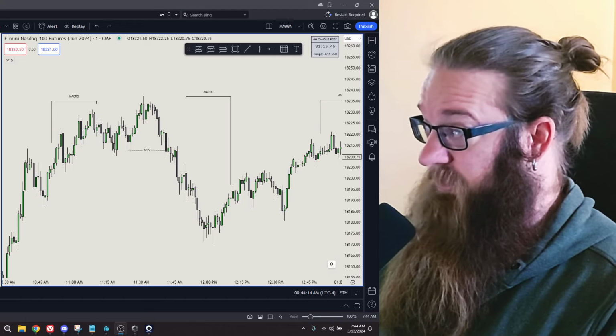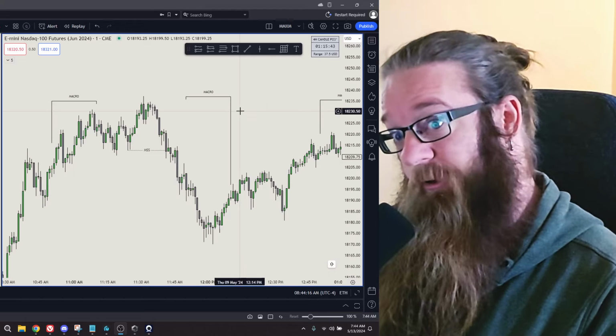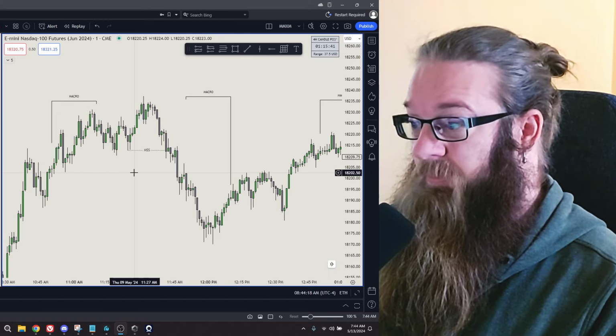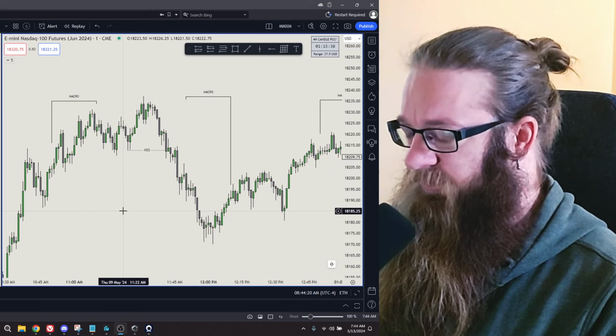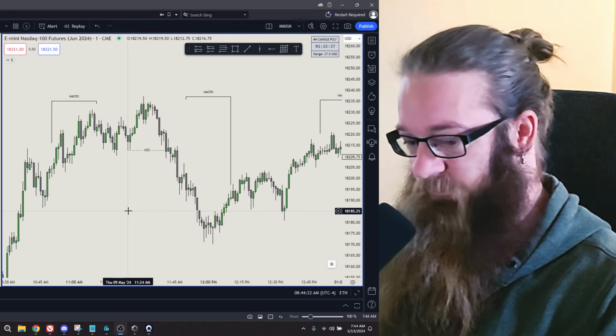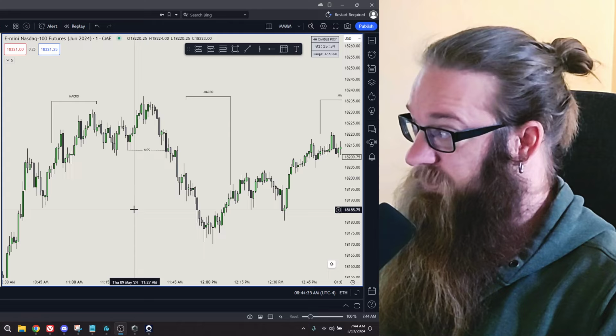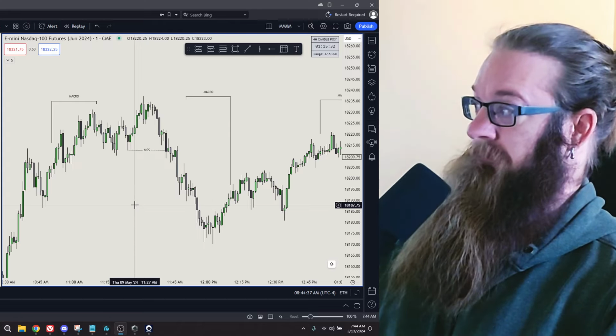Are you trading market structure shifts wrong? I'm going to tell you. Most people are, and they're hard to figure out. So we're going to go through a few examples to see what market structure shifts really are.